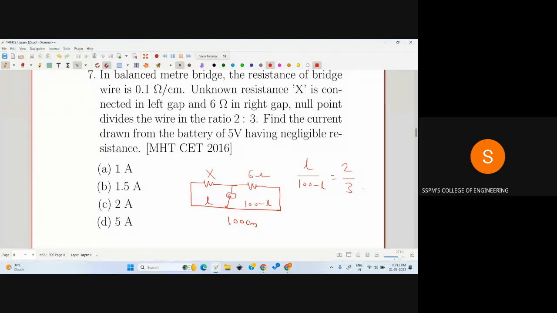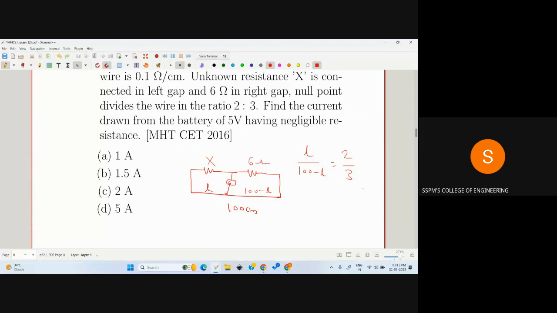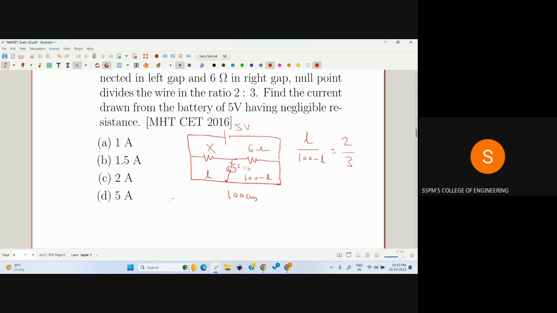That relation is given and you have to find the current. The overall circuit is connected to 5 volt. Now you might have observed that under the balance condition, there is no current flowing through the galvanometer. The current is 0. It means that X and 6 ohm are in series, isn't it? So first of all, you find out X. You apply the balance condition. X divided by L is equal to 6 divided by 100 minus L.